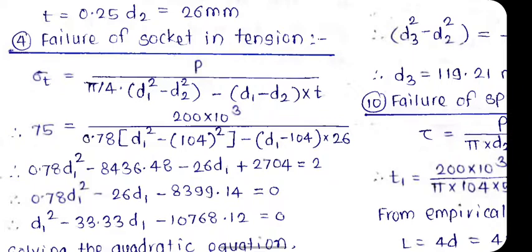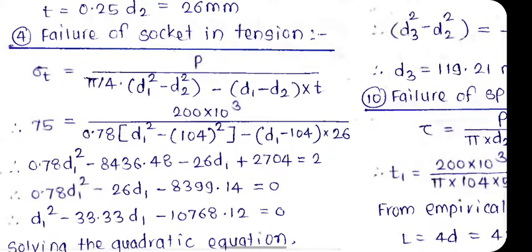So you will get d1 square minus 33.33 d1 minus 10768.12 is equal to 0. Okay. So this is the equation similar to the quadratic equation ax square plus bx plus c is equal to 0. So when you compare this equation with the quadratic equation, you will get the value of a as 1, value of b as minus 33.33 and value of c as minus 10768.12.